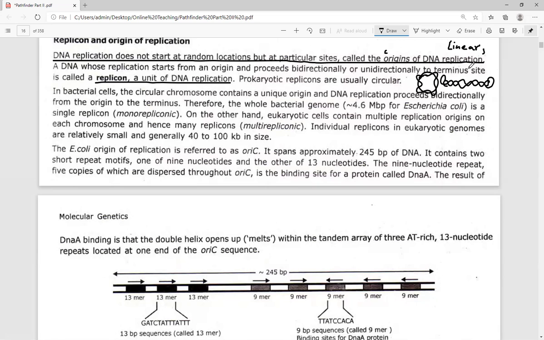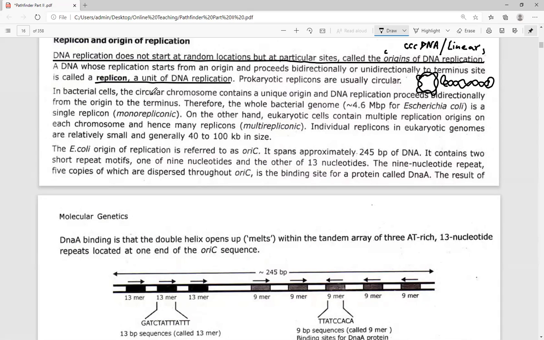This is the type of DNA referred to as linear double-stranded DNA, which is present in the case of eukaryotes, and this DNA is called cccDNA. So these are the two different types of DNA molecules which are present.